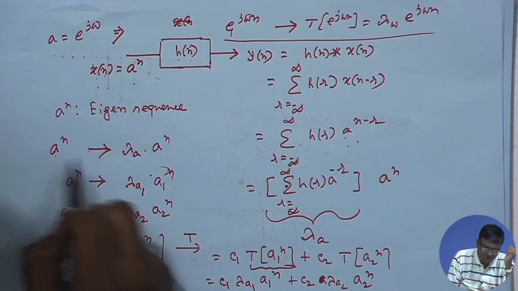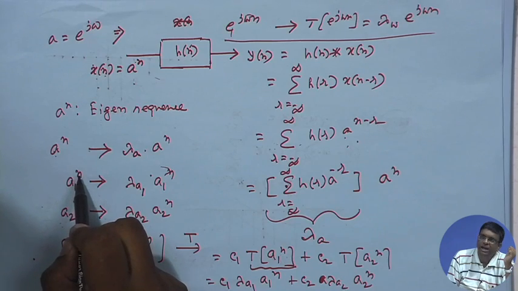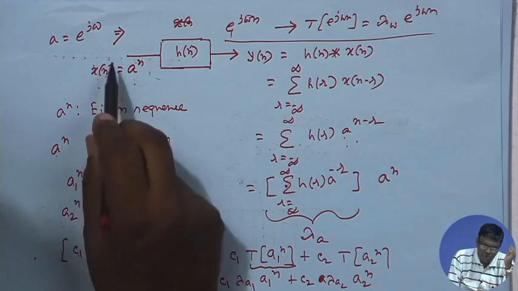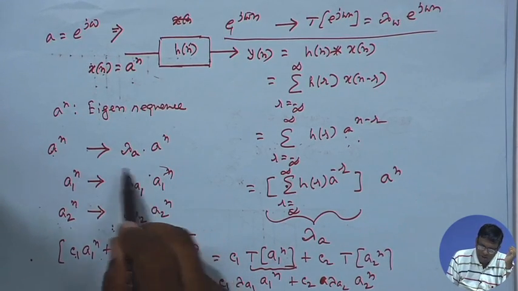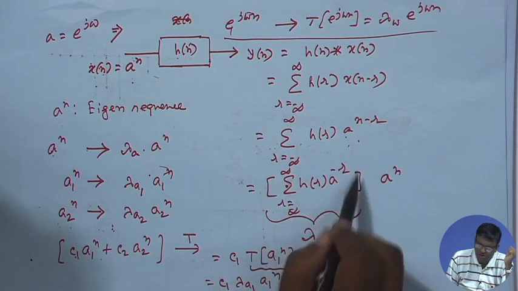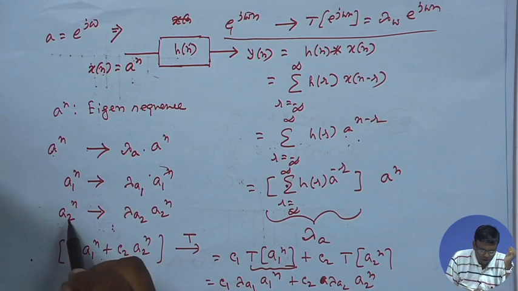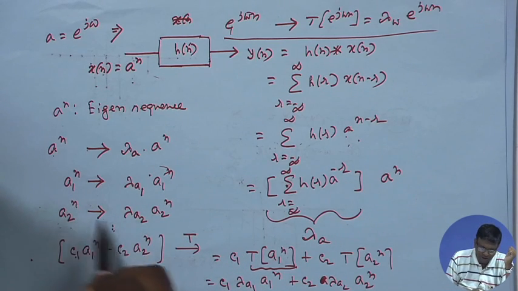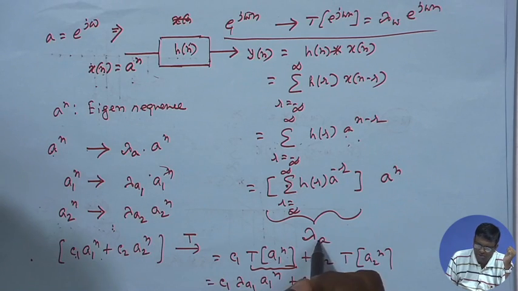Suppose I have one sequence, some constant a1 to the power n, and if I input it, it gives me an output of a1 to the power n only, but multiplied by some constant, some eigenvalue, lambda of a1. That is, in this summation, instead of a, you put a1, and whatever you get is lambda of a1. Similarly, if I input a2 to the power n, I know from this that I will get output lambda of a2 times a2 to the power n. What is lambda of a2? Here, instead of a, put a2.